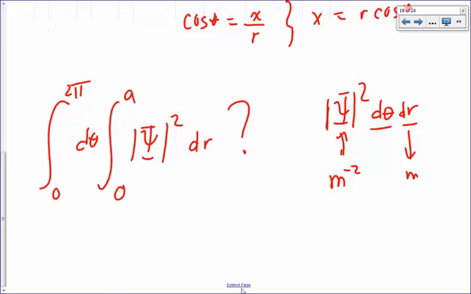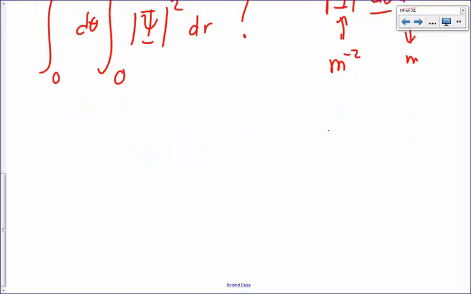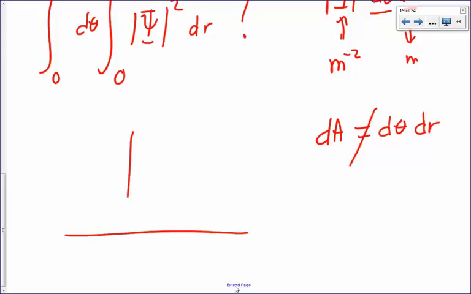Well, what you need to do is this. Look at the differential element here. You need an area, okay? The differential unit of area is not equal to d theta times dr. So imagine, let's take a look at the circle here. Two concentric circles right there.